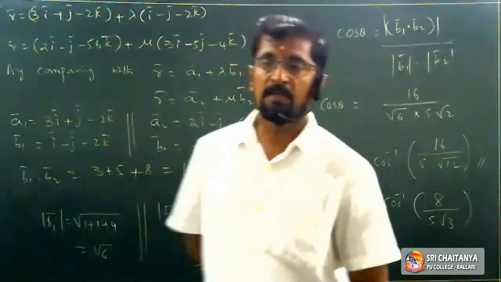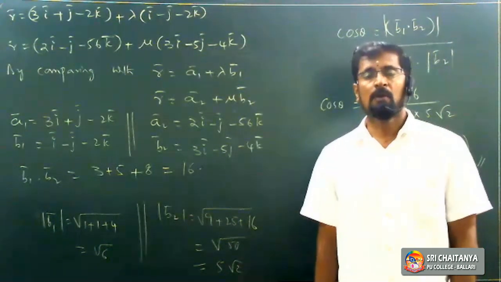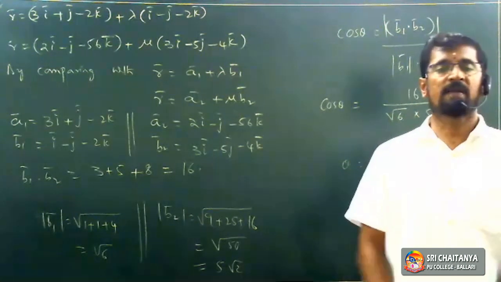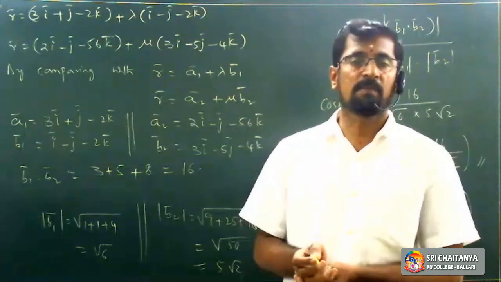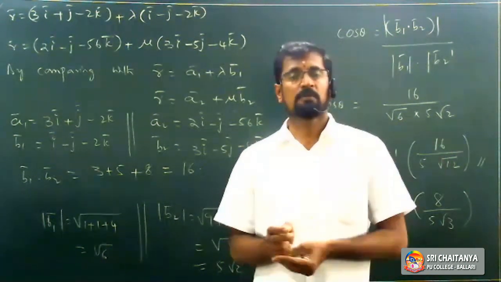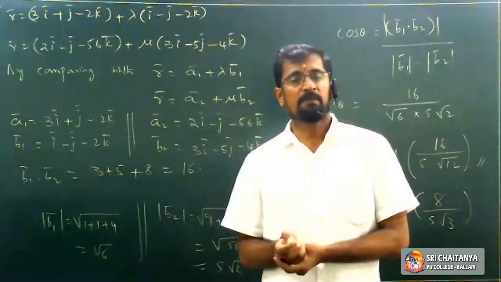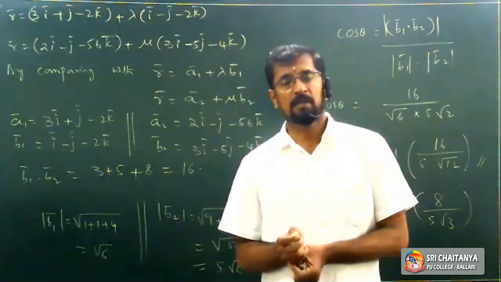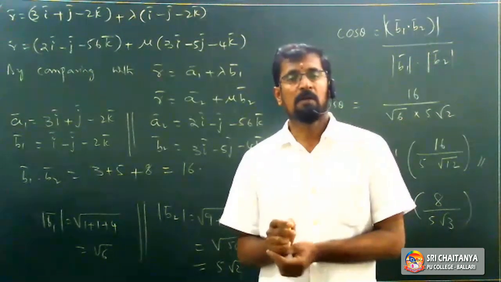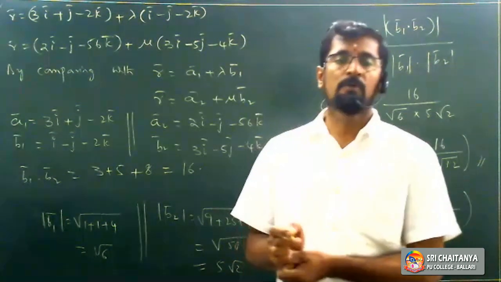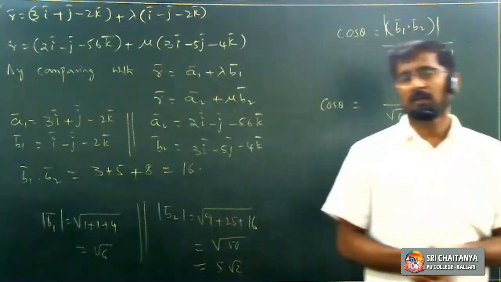I am going to repeat this problem once again. He has given you two lines. You just compare them with r bar is equal to A1 bar plus lambda B1 bar, and r bar is equal to A2 bar plus mu B2 bar. And after that, find out B1 dot B2 and mod B1 and mod B2. Substitute in the formula cos theta is equal to B1 dot B2 upon mod B1 into mod B2. You are going to get the answer.